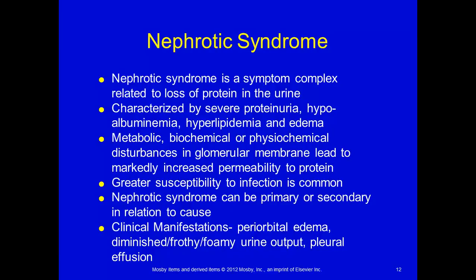Greater susceptibility to infection is very common in people who have nephrotic syndrome. It can be either a primary or a secondary reason for why nephrotic syndrome occurs. I will honestly tell you the patho of primary is basically unknown, kind of an idiopathic reason for why someone would just spontaneously have nephrotic syndrome and have this damage to their glomeruli. Secondary usually results from some sort of systemic disease or some sort of toxic drug effect that has now occurred to the kidney.